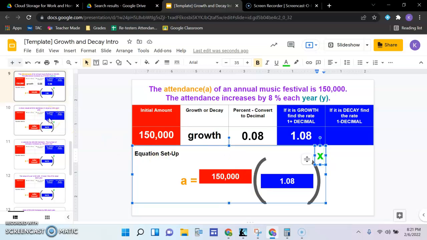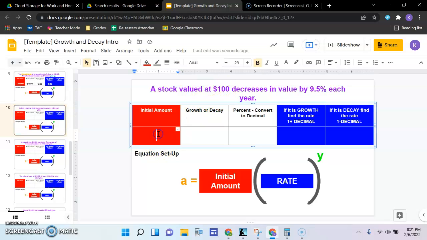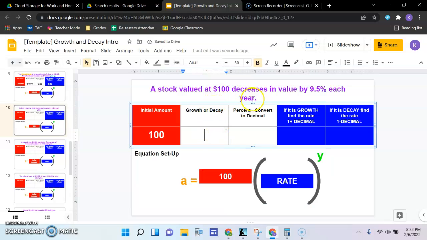Let's try another example. A stock valued at $100 decreases in value by 9.5% each year. What did we start off with? $100. We're going to put it here, and that is the first number that's going to go in the equation because that's the initial number. Is it growth or decay? Well, it says here it is decreasing. That means that it's going down. So we're going to put here decay.